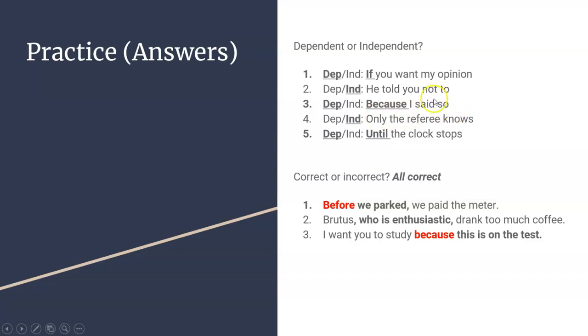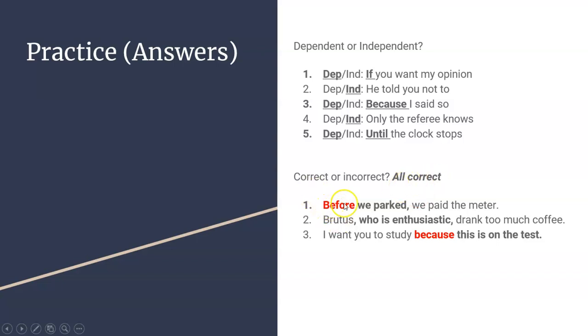"Because I said so." I've got one of those AWUBIS words, and that hit this independent clause, "I said so," and made it dependent. Okay, on 4, "only the referee knows." That's independent. I've got a subject, I've got a predicate, it can stand by itself. And last but not least, I've got "until the clock stops," another AWUBIS word, took this independent clause, "the clock stops," and made it dependent. So that would be a fragment if I had it alone in a sentence.